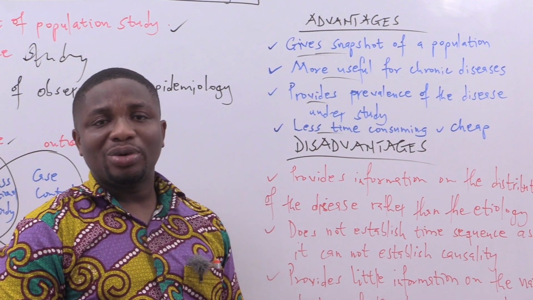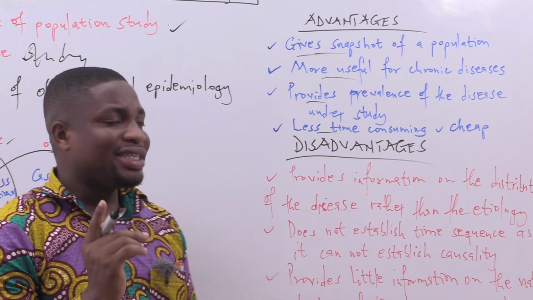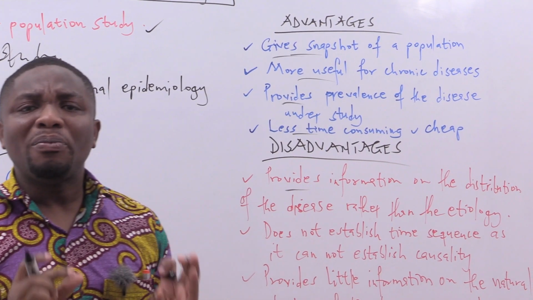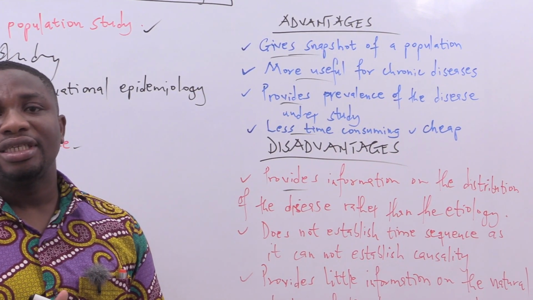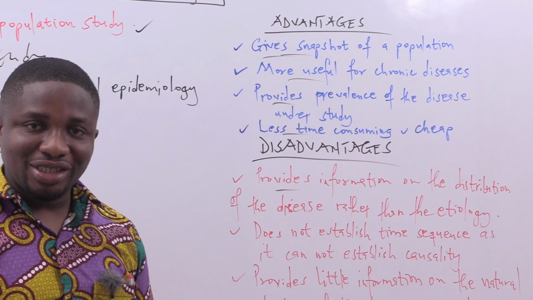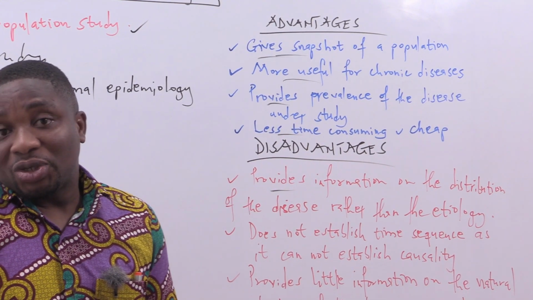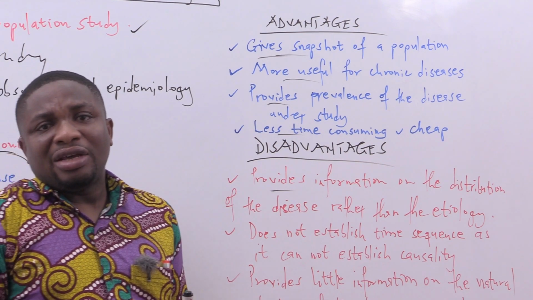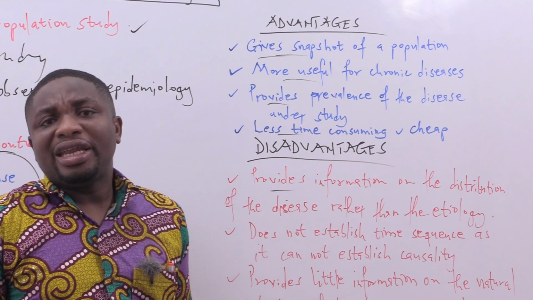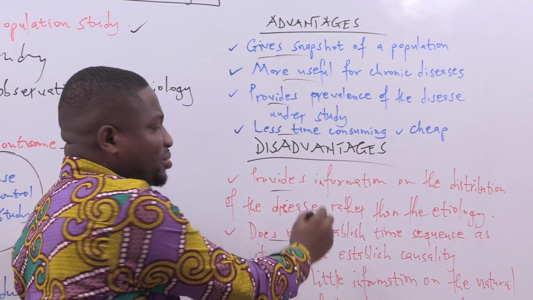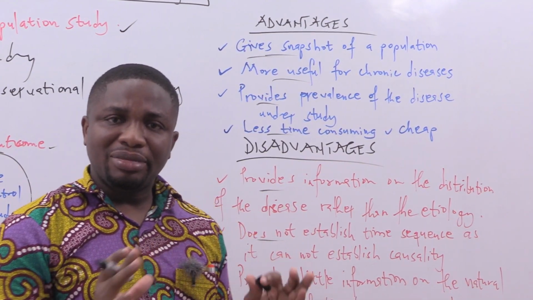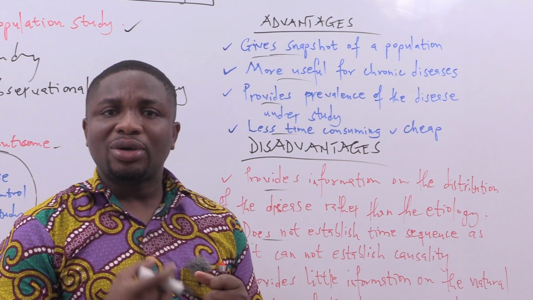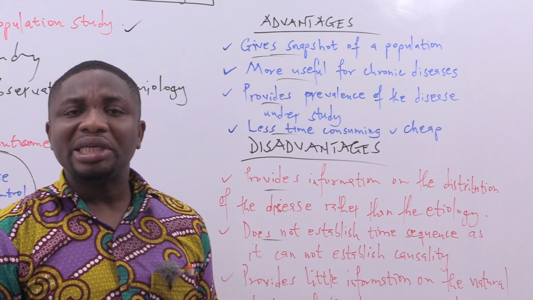Then let's move ahead and look at the disadvantages. You should know that the cross-sectional study provides information on the distribution of the disease and not the etiology. It provides little information or nothing on etiology, so the information on the etiology will be inaccurate. The next one is that it does not establish time sequence, as it is unable to establish causality, meaning the causal effect relationship.